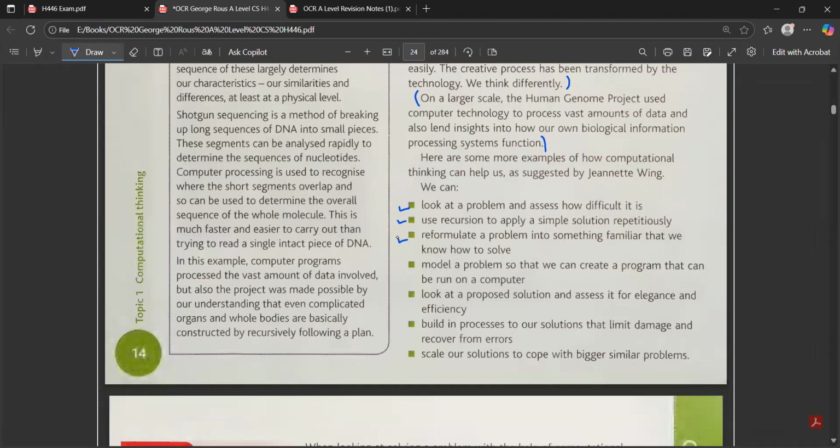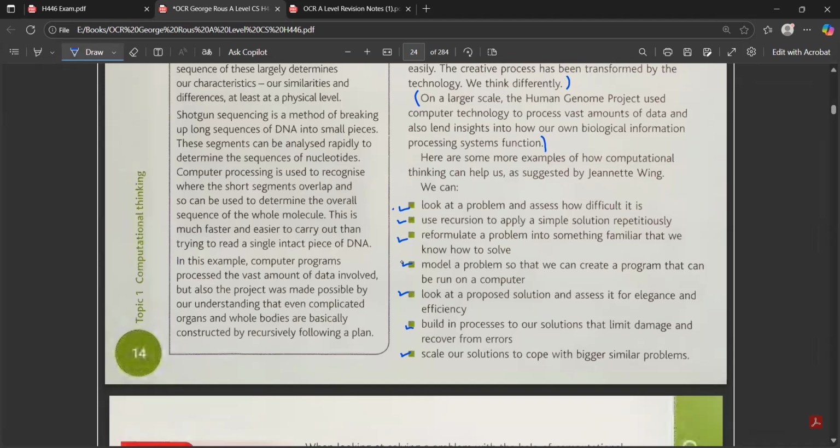You can reformulate a problem into something familiar that we know how to solve. You can also model a problem so that we can create a program that can be run on the computer. We can also look at a proposed solution and assess it for its elegance and efficiency. With the help of computational thinking, we can build processes into our solutions that limit the danger and recover from errors. We can scale our solutions as well.